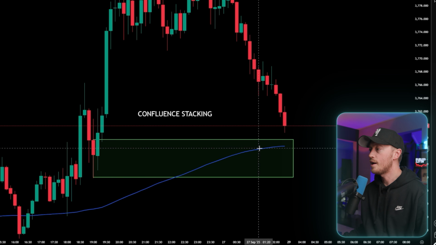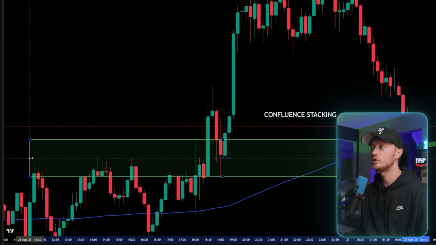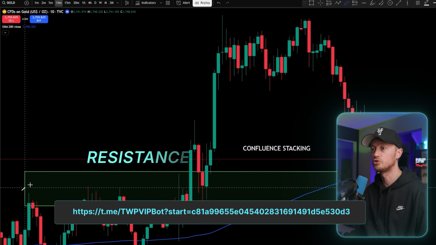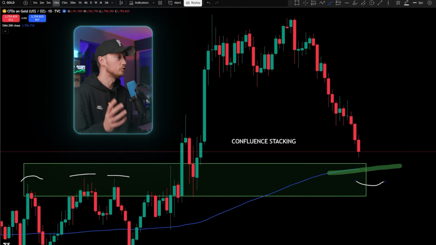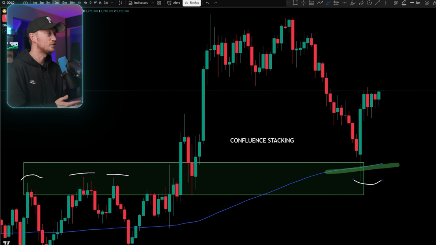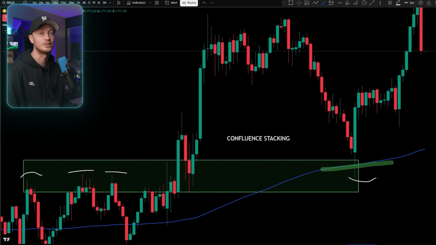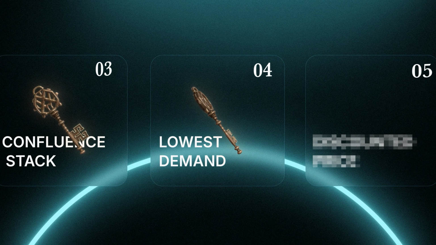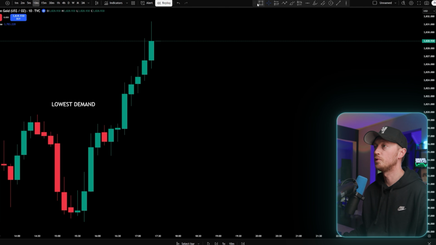Number 3, the confluent stack. So on this trade, we have price approaching our EMA, which acts as a level of support. If we drag our demand zone over here, you could see this level was used as resistance multiple times, now making it support. And having those 2 extra confluences gives us the strength to have that trade go in our direction aggressively.